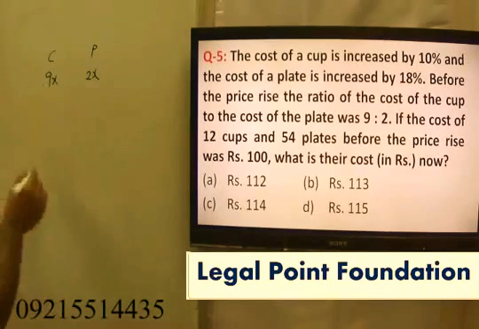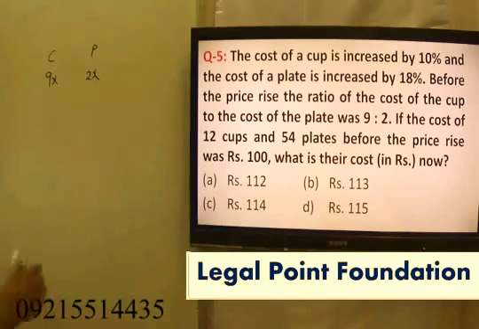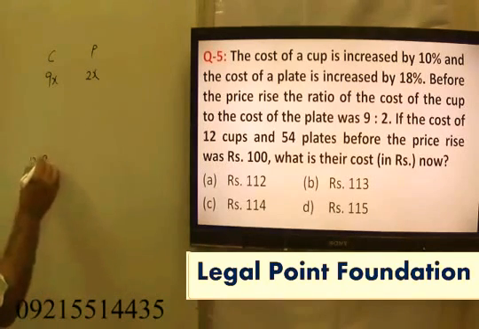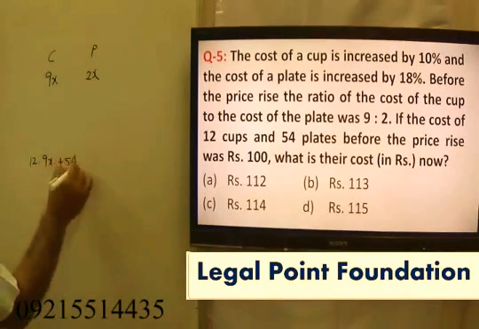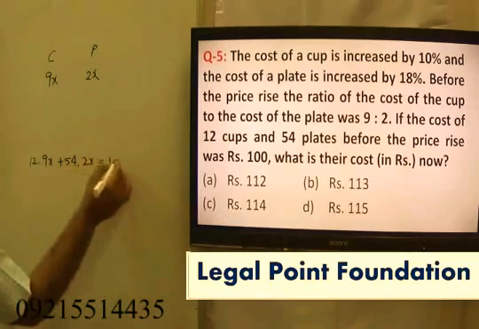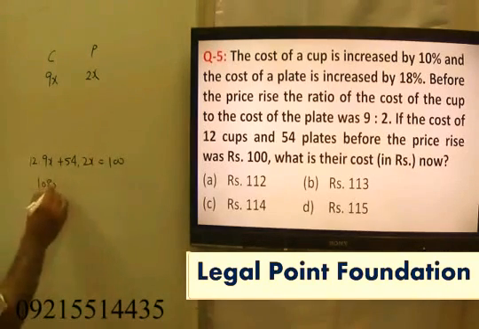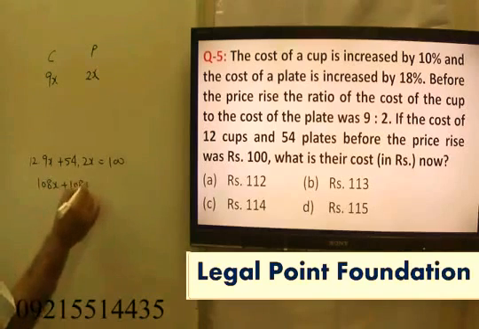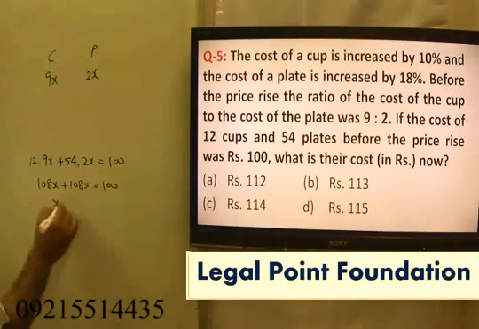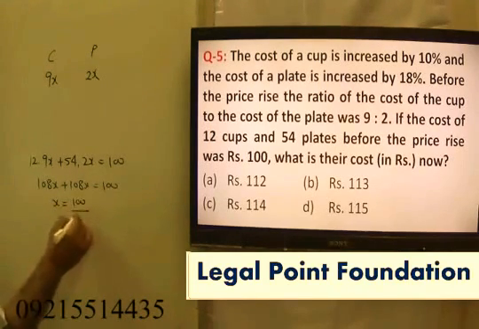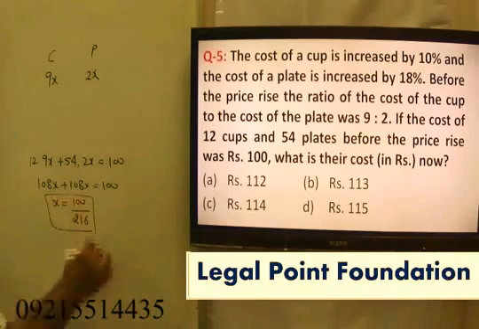So I can say that 12 into that was equal to 100. It means I can say that 12 into 9x plus 54 into 2x, this is given as 100. Okay, what will come? That is equal to 108x plus 108x equal to 100, or you may say x equal to 100 upon 216. That value you have in the starting.